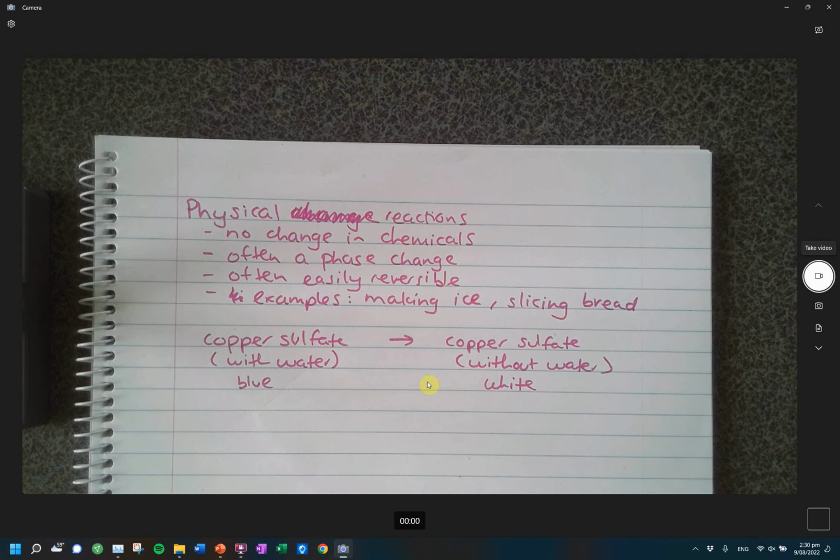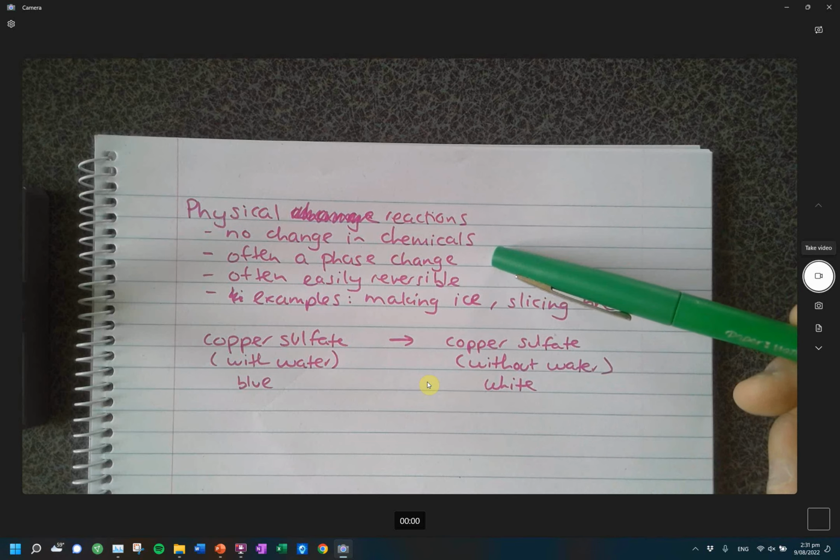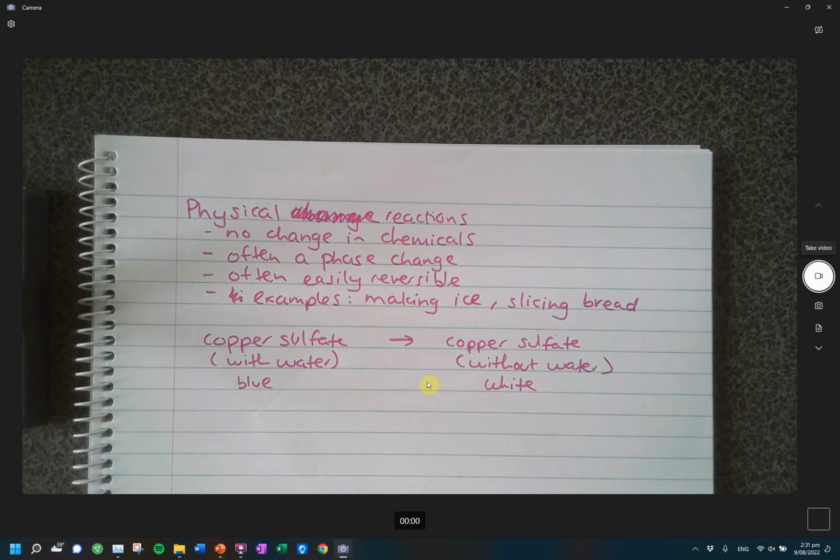With those physical reactions, some things to note about them is that there's no change in the chemicals. We see how we started with copper sulfate and we still had copper sulfate after heating it. It's often related to phase changes, so something going from solid to liquid, liquid to gas. If I have water that's liquid and I freeze it, it's still water. It's just in the ice form. These ones are often easily reversible, is a common way to think about it.